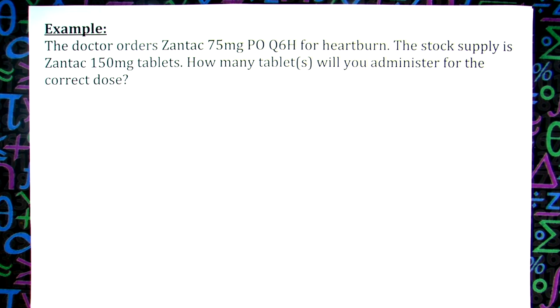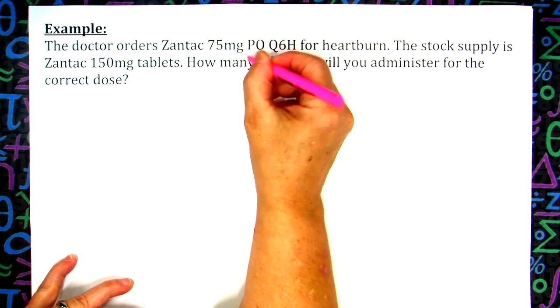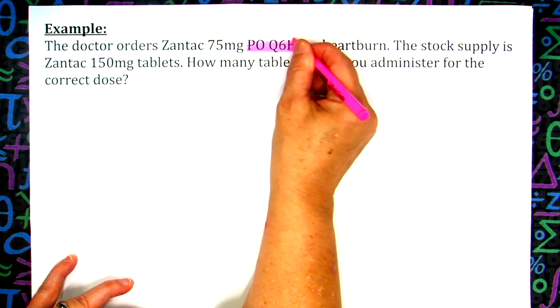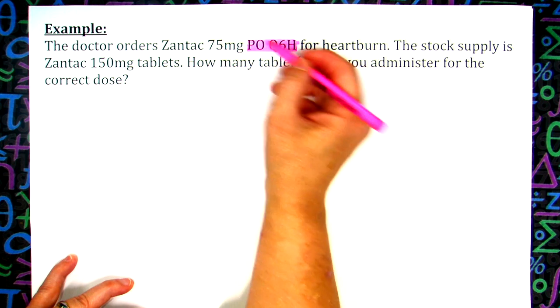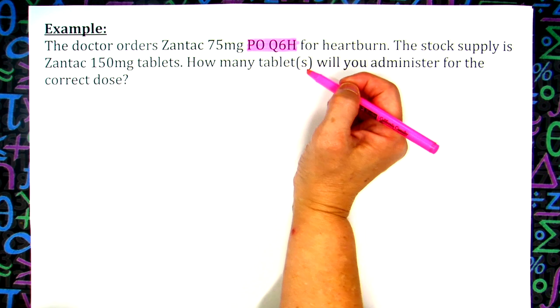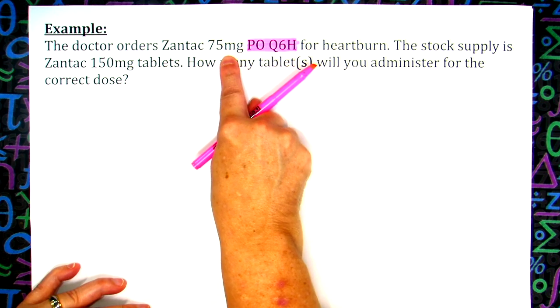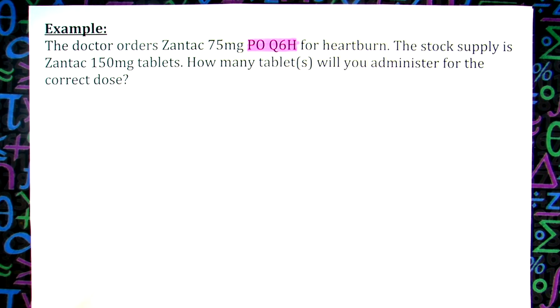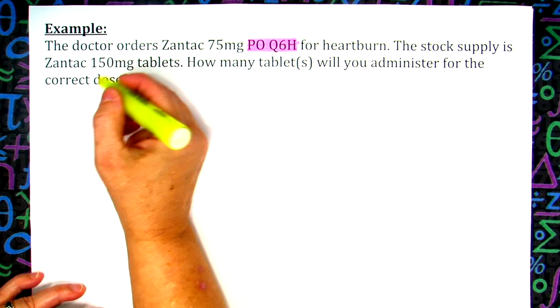Taking a look at this example, the doctor orders Zantac 75 milligrams by mouth every 6 hours. The abbreviations right there you will have to memorize. They're not going to be needed for this question, but you will still need to be able to interpret those abbreviations for other problems. So this is 75 milligrams by mouth every 6 hours for heartburn. The stock supply is Zantac 150 milligram tablets. How many tablets will you administer for the correct dose?